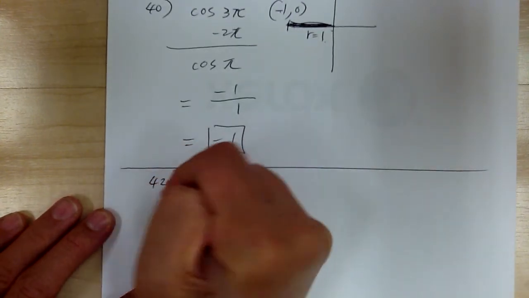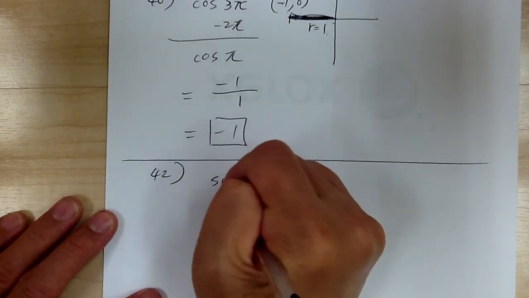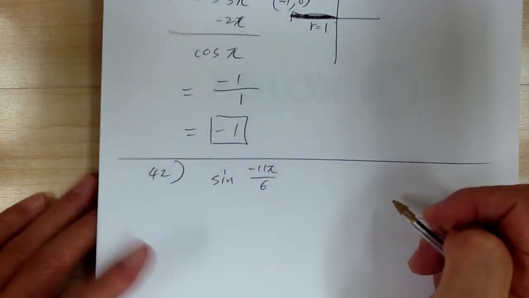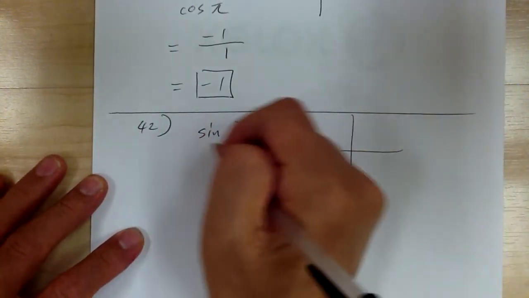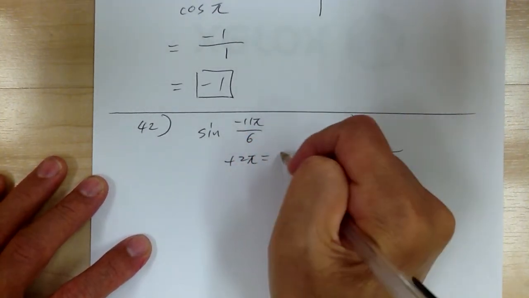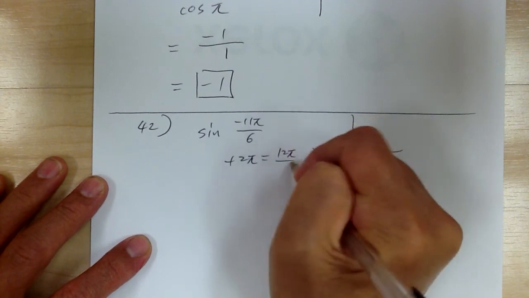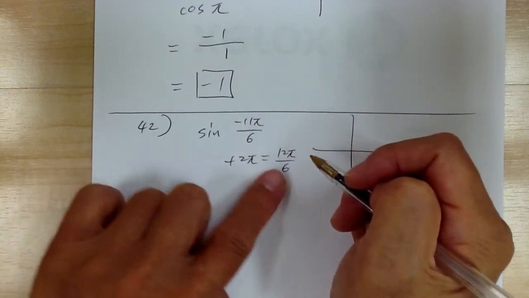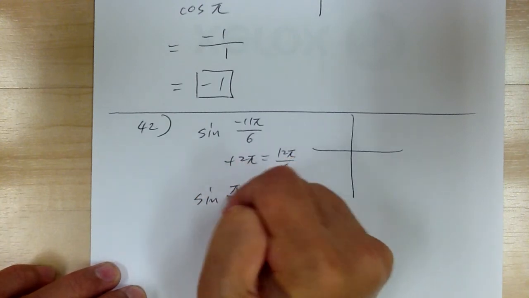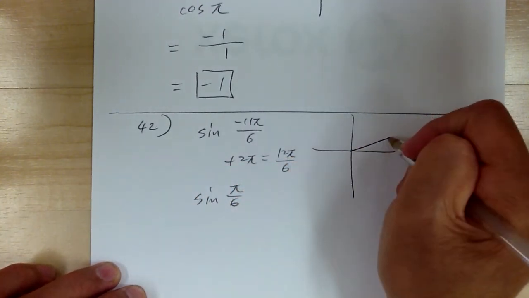Okay, let's go to number 42. You have sine of negative 11 pi over 6. So again, you can count the clock, or if you don't like that, you add 2 pi. Okay, 2 pi is equal to 12 pi over 6, and so when you add, this becomes sine of pi over 6. So it's going to be right over here.